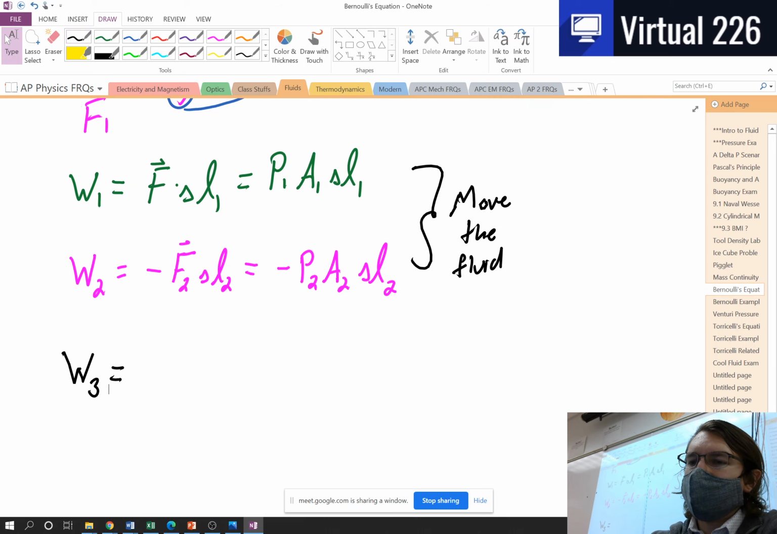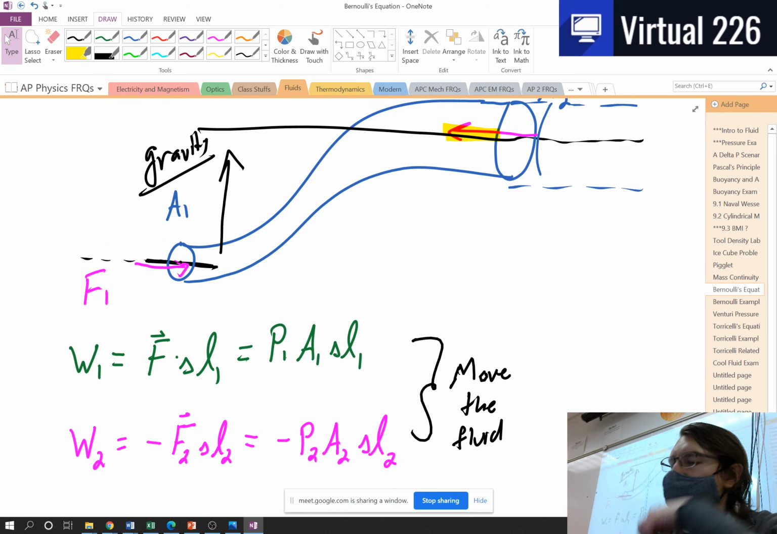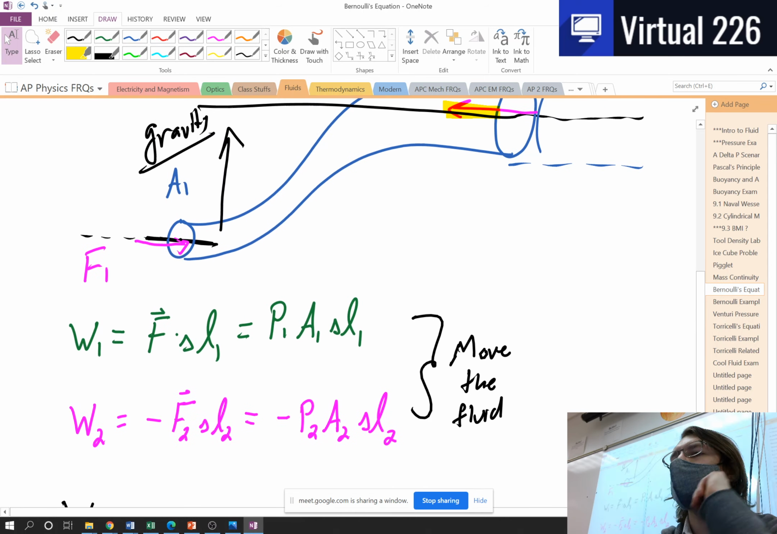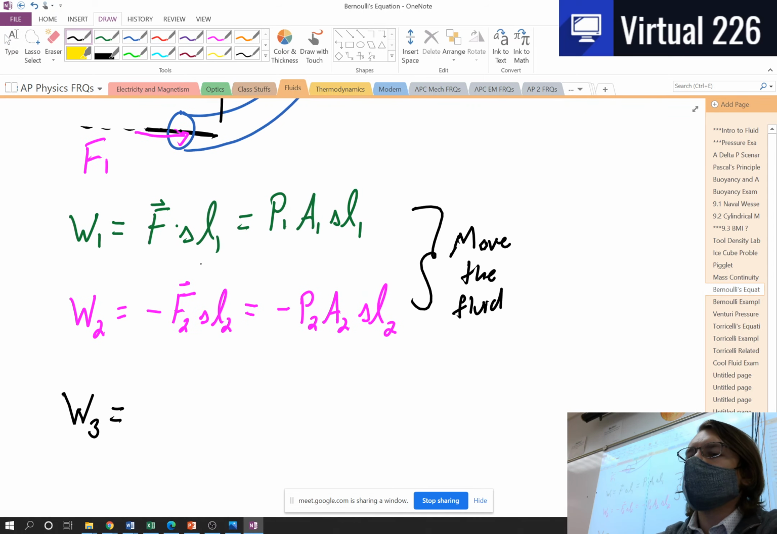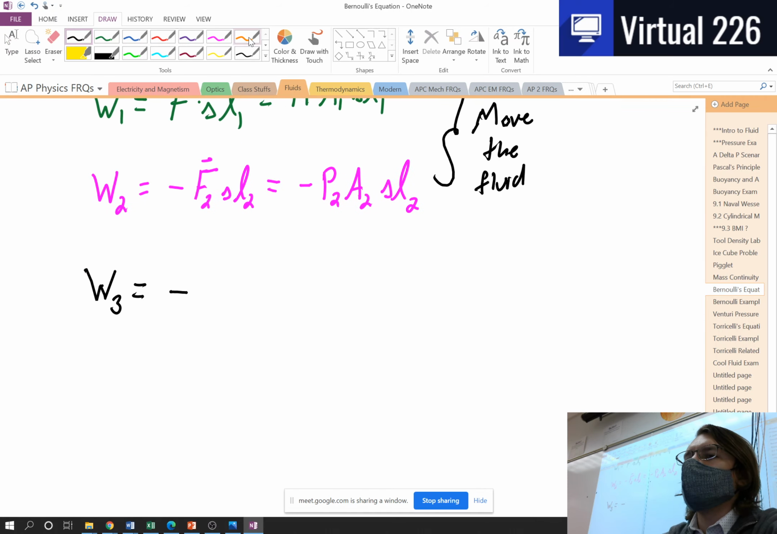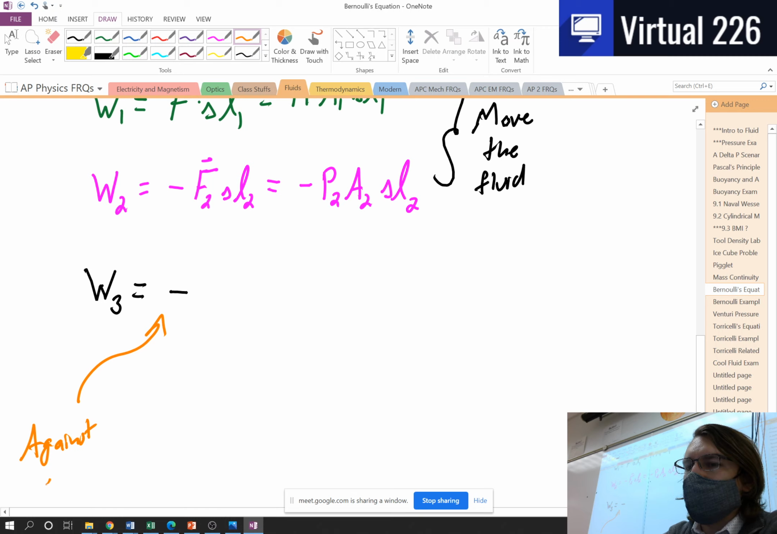Well, this time, when we do this, we're going to get a few things here. First off, this amount of work, we're going to consider it to be negative. We're going to consider it to be negative because according to our conventions right now, we are acting against gravity.